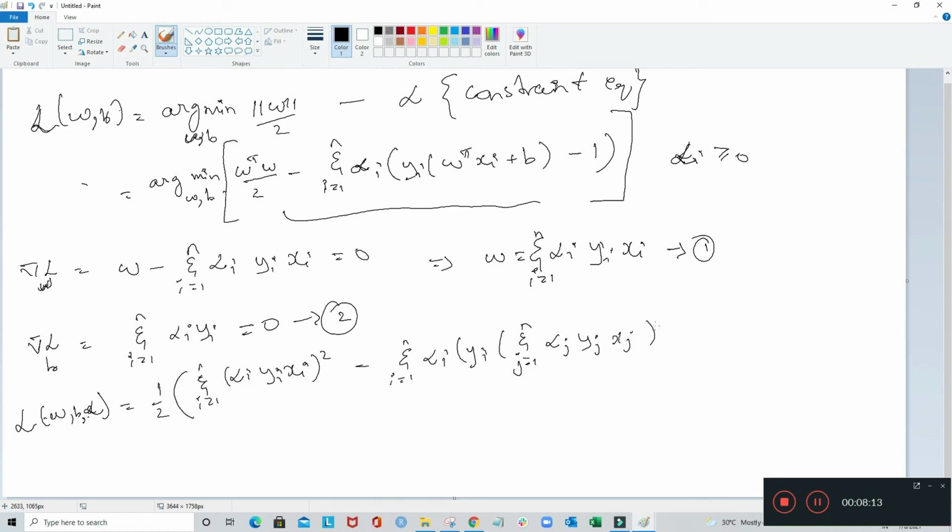So this is my w, right? Now this multiplies with xi, and then plus b, yi w, and minus 1. Let me check the equation: yi w transpose xi plus b minus 1. Right. Now again we can expand this equation. Let me maximize this.